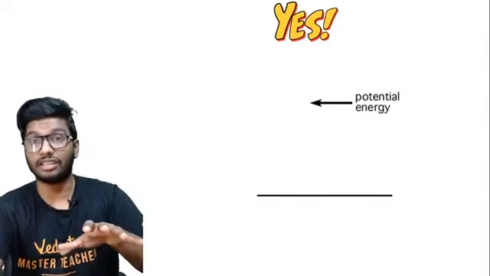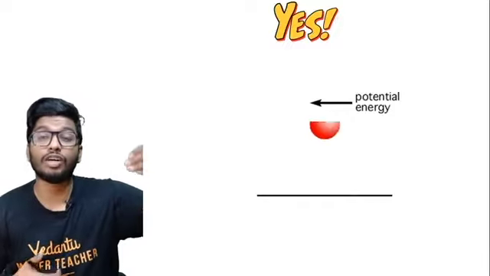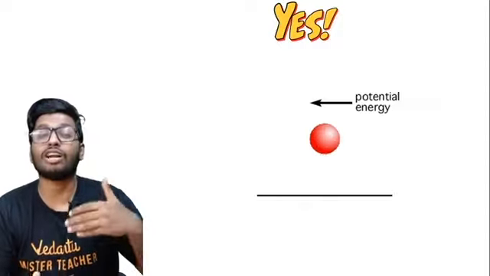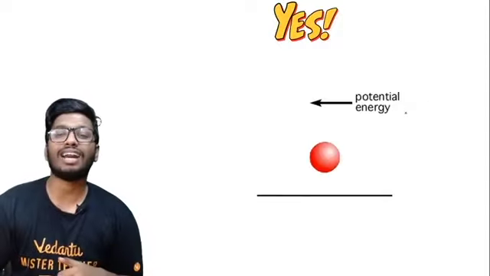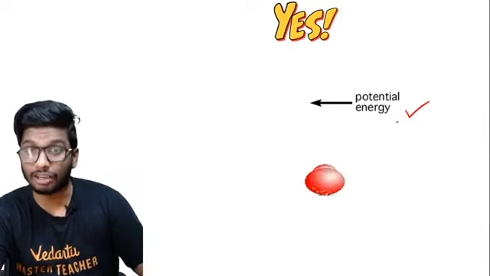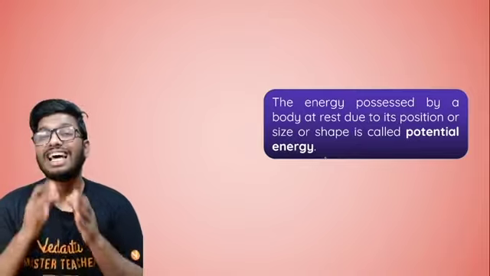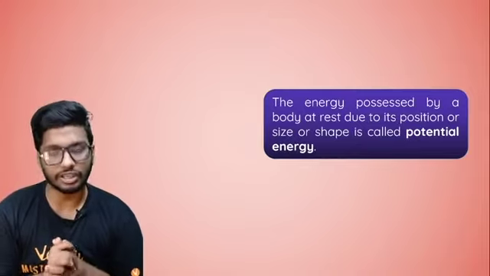Now, the energy that is possessed by a body by virtue of its state of rest or its position, that is called potential energy. The energy possessed by a body when it's in the state of rest, or by the shape or by the size of the object, that is what is called potential energy.